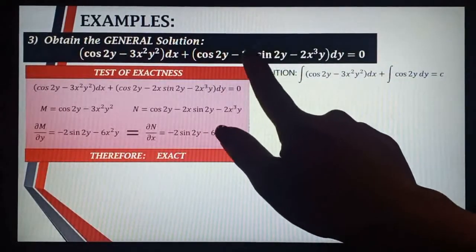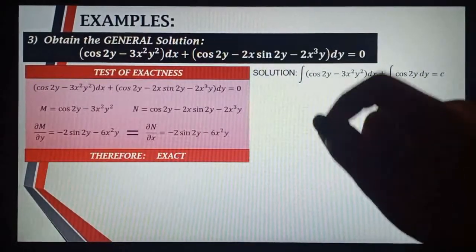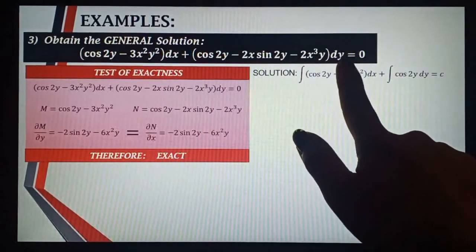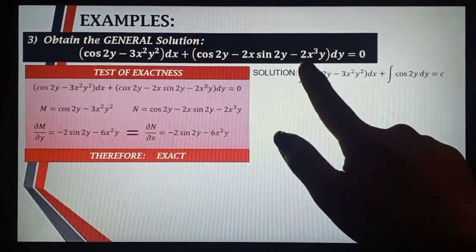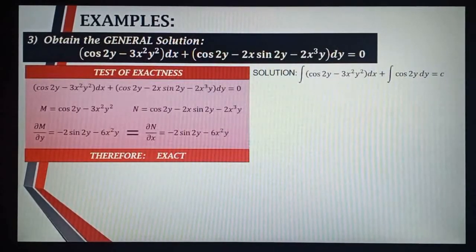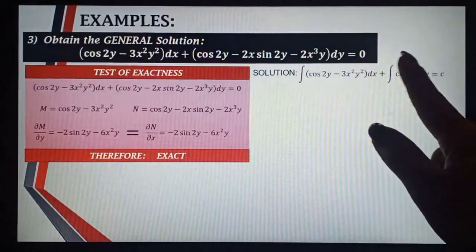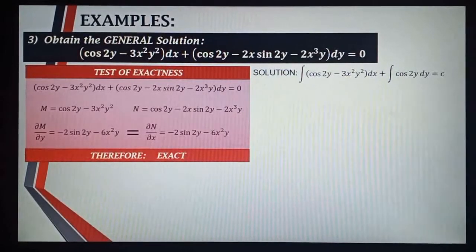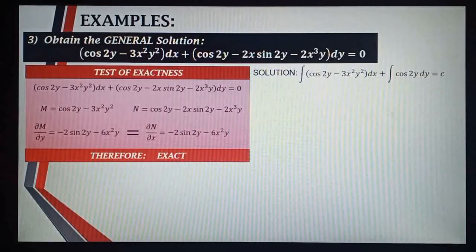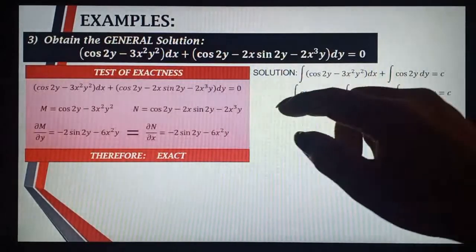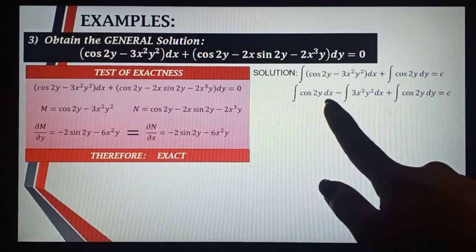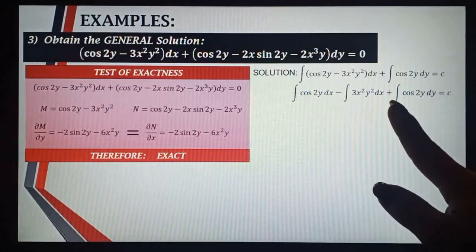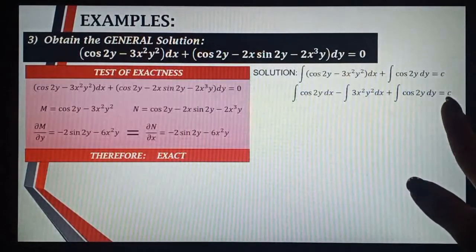Since may presence ni x, hindi natin siya pwedeng kunin. Then for the third term, you have negative 2x cubed y dy. Since may presence ni x, which is the x cubed, hindi din natin siya pwedeng kunin. So ang nakuha lang natin sa second term is just cosine 2y dy, then equated to c. Now, simplifying your equation, so we will have the integral of cosine 2y dx minus the integral of 3x squared y squared dx plus the integral of cosine 2y dy equated to c.